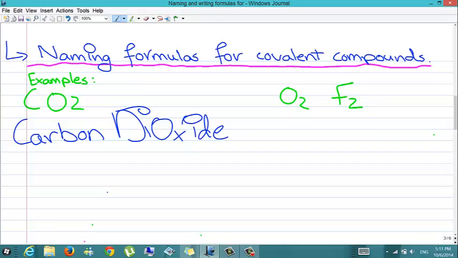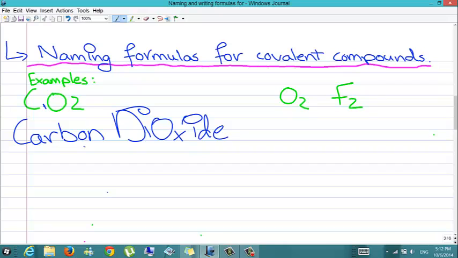Now there must be a question that says, why don't we add a mono to carbon since it's only one? It's a note that if you have the first element with a subscript of 1, you don't add a mono to it. Unless you have a 2 or 3, you add a di for the carbon, you add a tetra for the carbon, and so on. But if you have a subscript of 1, you don't add a mono. For the second element, you add a mono, you add a di, and you add all of the prefixes.